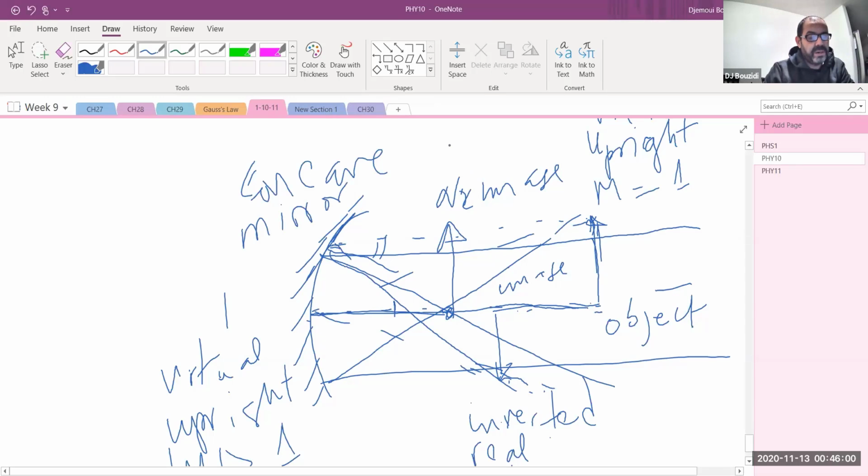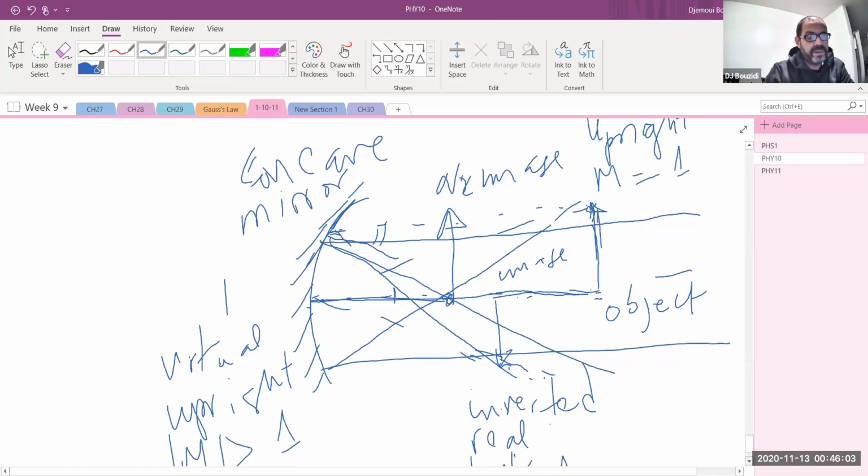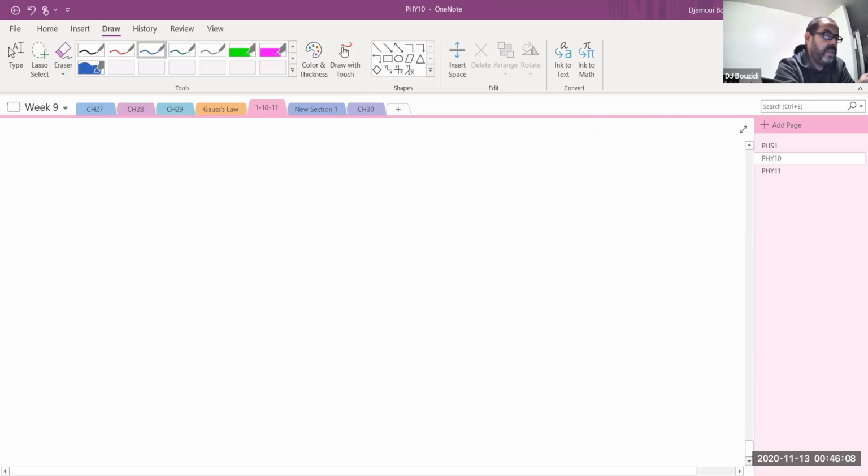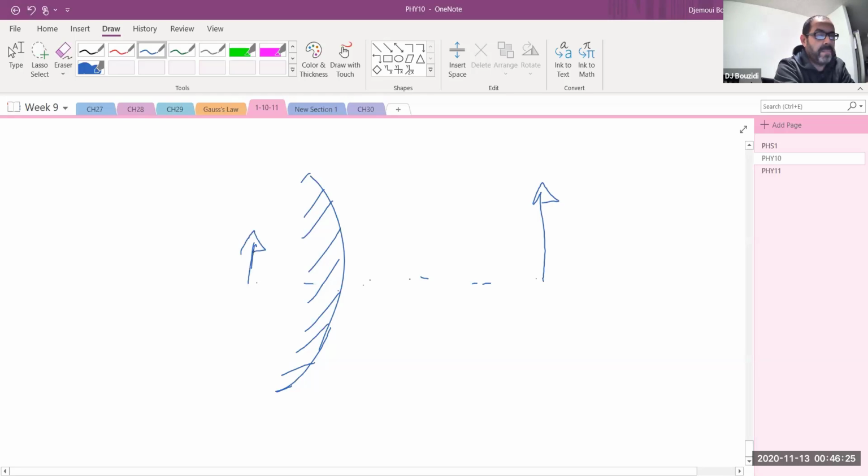Now for a convex mirror, I know some of you are doing the lab for physics 11. This is how it looks like. It's shaded this way. The object is always in front of the mirror, so the object is in here. The image will always be virtual. The image will always form in here. Depending on how far this object is, it always has less than 1 magnification. But the image is always going to be virtual.